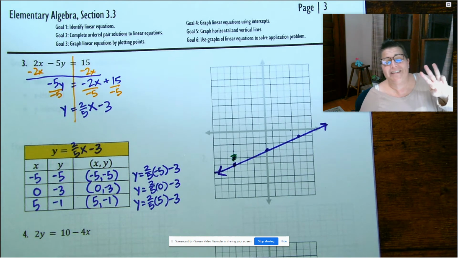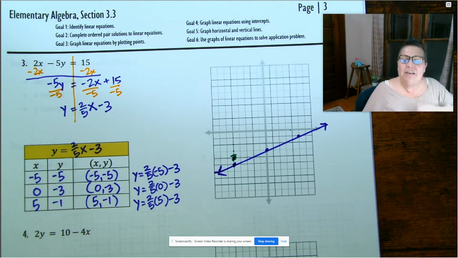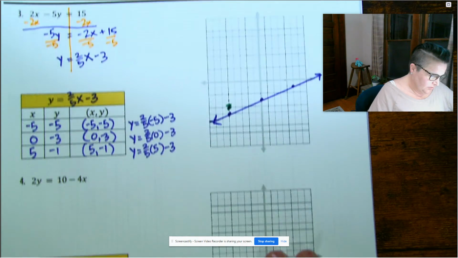This is why we do 3 points. Because if those 3 points create a triangle, we made a mistake. Those 3 points should make a line. If they do not line up, if you were to connect all 3 and they would make a triangle, you have an error someplace. All right, let's try the next one.